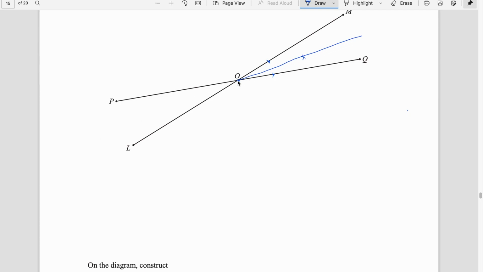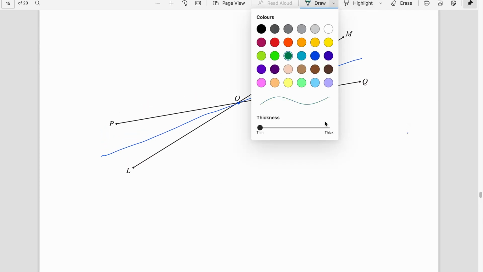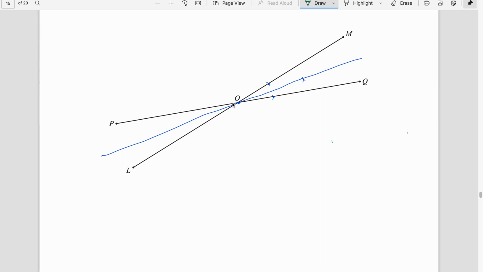Just extend this line backwards and then again draw it for POM, the angle bisector of POM. Mark it at 2 points, lift your needle, do the same and extend these lines.